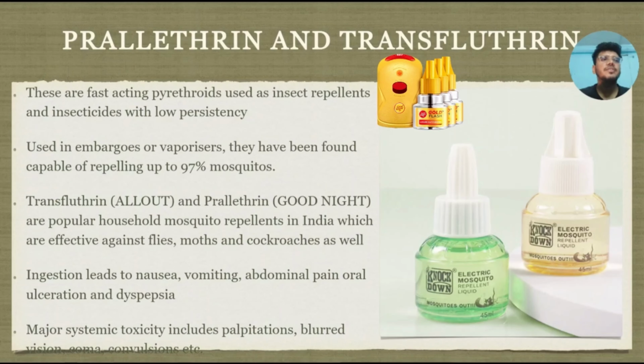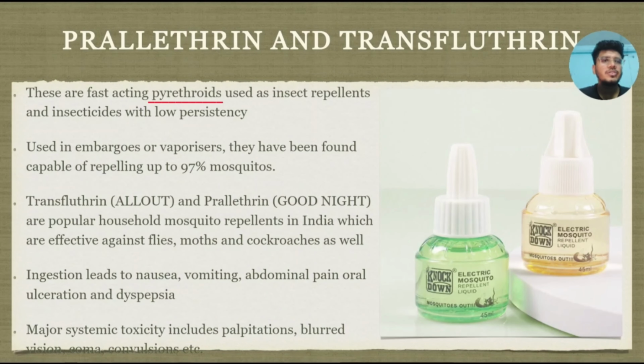The pyrethrin and the transfluthrin. They are fast-acting pyrethroids used as insect repellents and insecticides with low persistency. Used in mats and vaporizers, they have been found capable of repelling up to 97% of mosquitoes. Transfluthrin, which is also known as All Out, and pyrethrin, which is also known as Good Night, are popular household mosquito repellents in India, which are effective against flies, moths, and cockroaches as well. Ingestion leads to nausea, vomiting, abdominal pain, oral ulceration, and diarrhea. Major systemic toxicity includes palpitations, blurred vision, coma, convulsions, etc.